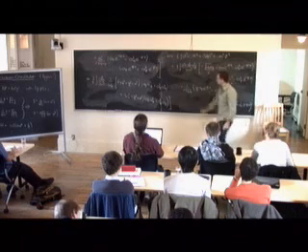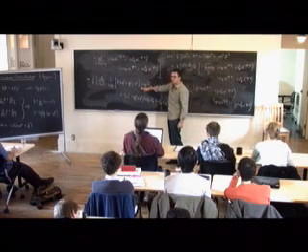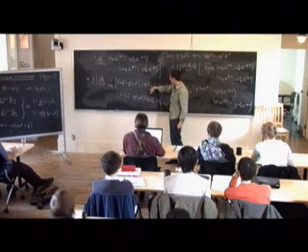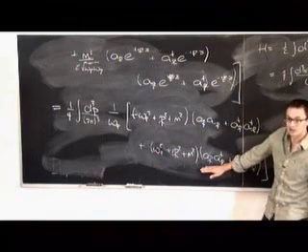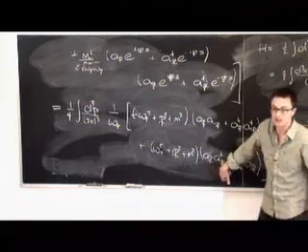Okay, so this was the one that came from a delta function of p plus q, which tells us that q is equal to minus p. And this was the one that came from the delta function of p minus q, which tells us that q is equal to p. Okay, is that clear?